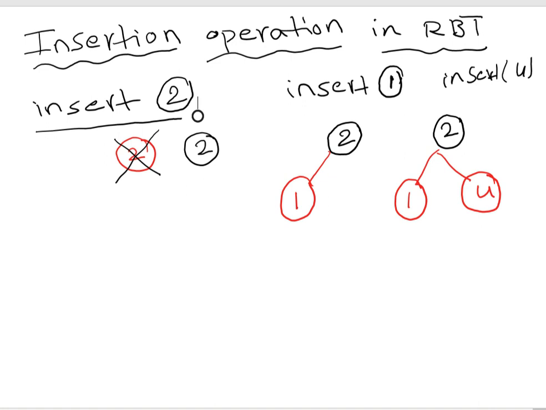In the first step I have inserted 2. The root node cannot be a red node, so it is a black node. I am inserting 1, which goes on the left side. Then I want to insert 4 on the right side.